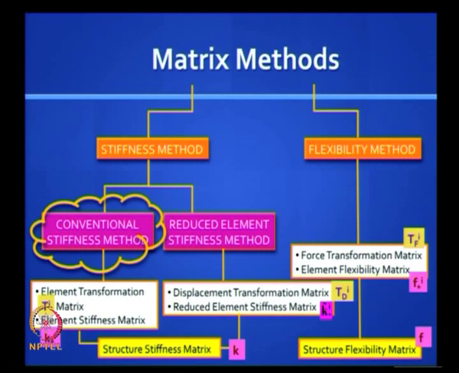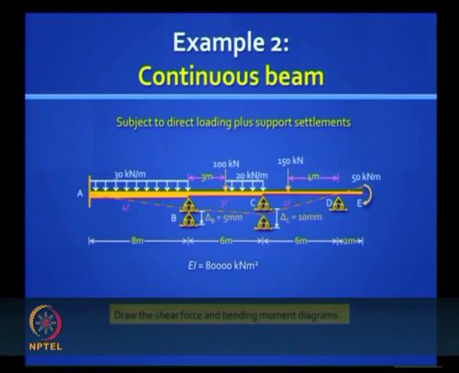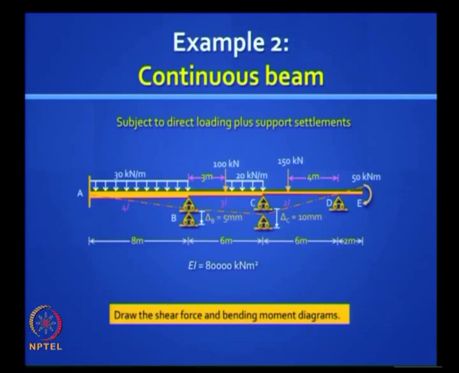So we are doing the conventional stiffness method. We will now do a second example, a little more difficult example. It's a continuous beam and we will look at all complications possible. You have all kinds of loads plus you have support settlements. So if you can do this problem, you can do any problem related to a beam, and as usual the requirement is you must draw the shear force and bending moment diagrams. In terms of displacement, maybe it's worth knowing what is the maximum deflection at that free end and elsewhere.